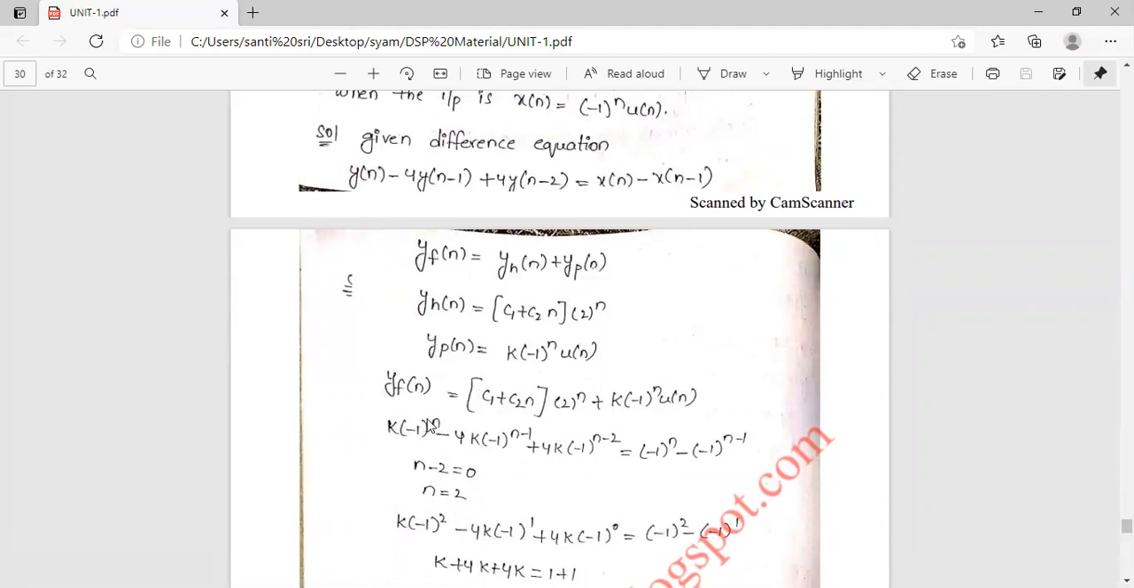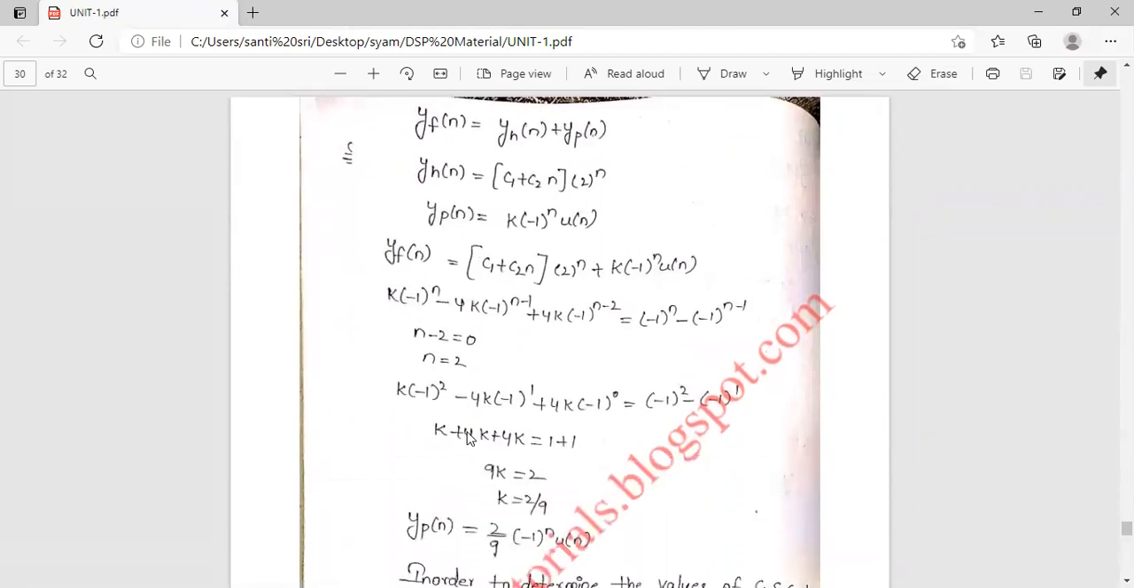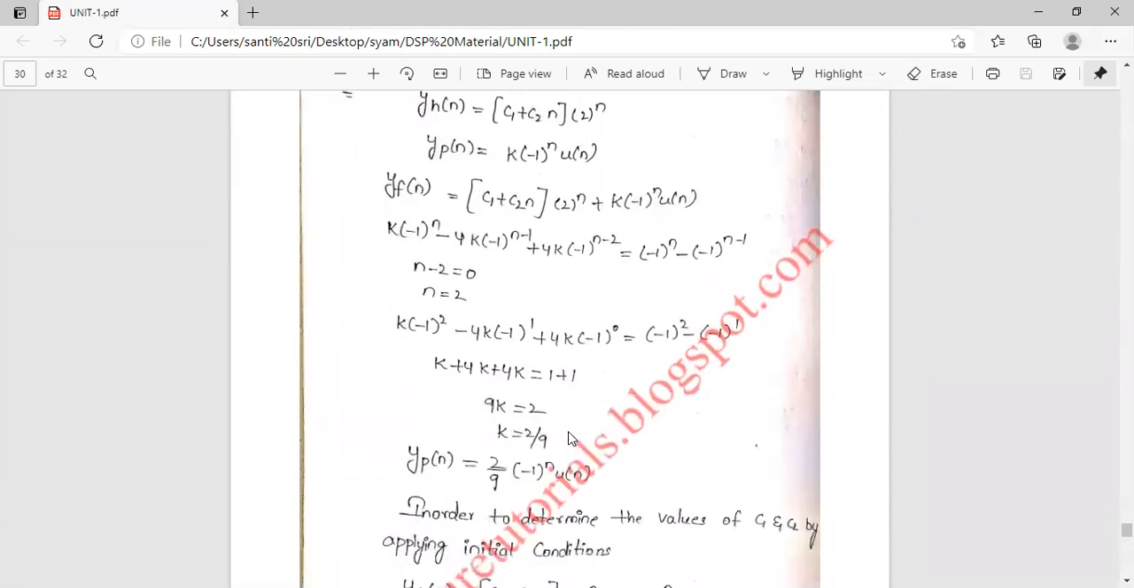So (-1)^n minus 4 into k into (-1)^(n-1) plus 4 into k into (-1)^(n-2) is equal to (-1)^n minus of (-1)^(n-1). Maximum is n minus 2, which is equal to 0. Now substitute the value of n equal to 2 in this equation. We will get the value of k as 2 by 9. So yp of n is equal to 2 by 9 into (-1)^n into u of n.